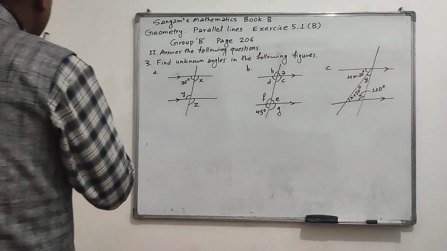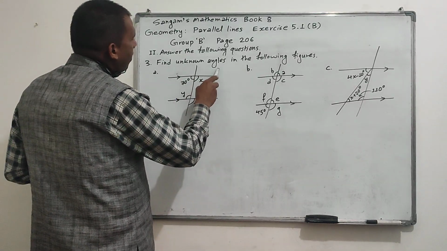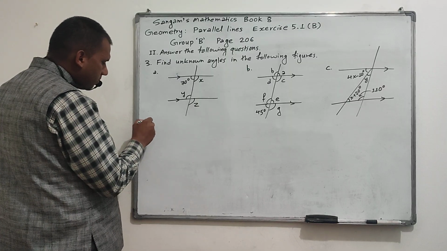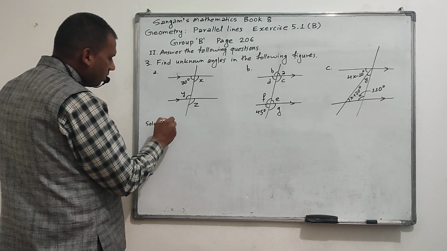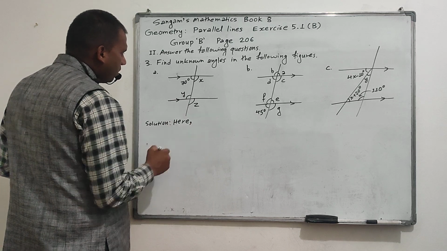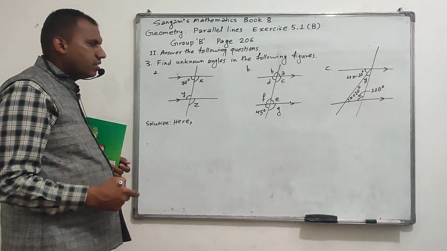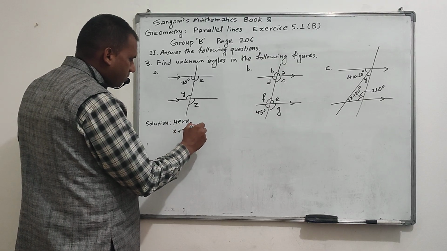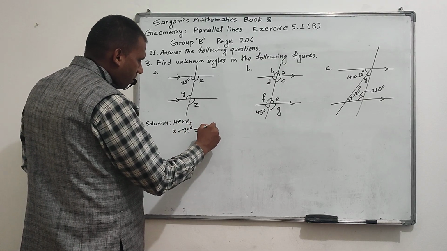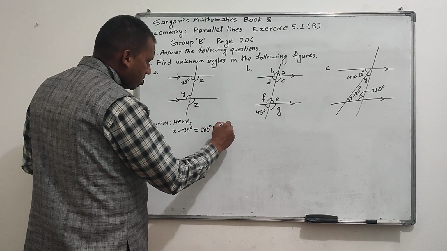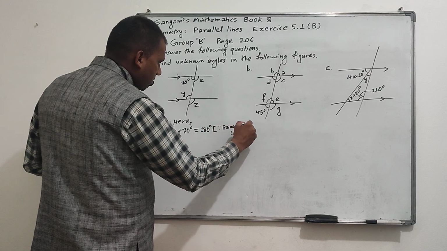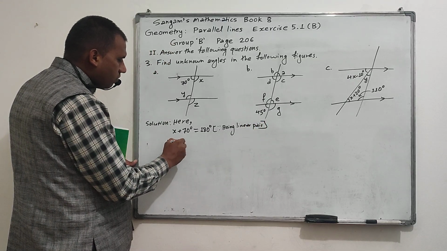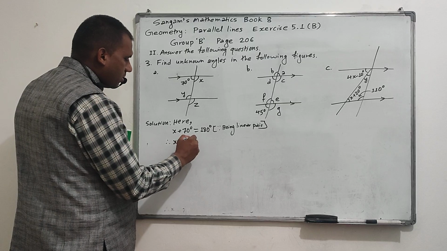Okay, students, now question number 3. Find unknown angles in the following figures. Here x and 70 are linear pairs, so we can write x plus 70 degrees equal to 180 degrees, being linear pair. Therefore x equals 180 minus 70, that is 110 degrees.